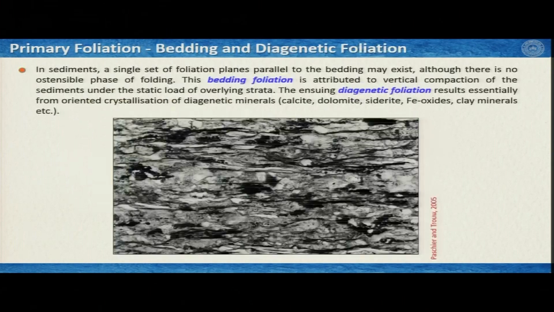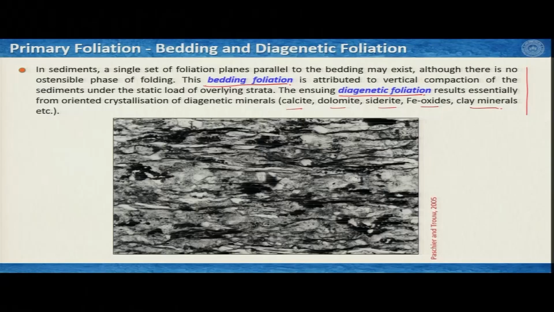Let's have a look at the photograph. This photograph I took from the book of Passchier and Trouw, 2005, Microtectonics, and what is written here is defining the bedding foliation and the diagenetic foliation. The diagenetic minerals that commonly form during diagenesis include calcite, dolomite, siderite, some iron oxides, and essentially some clay minerals. So, this is where we have learned what bedding foliation and diagenetic foliation are.